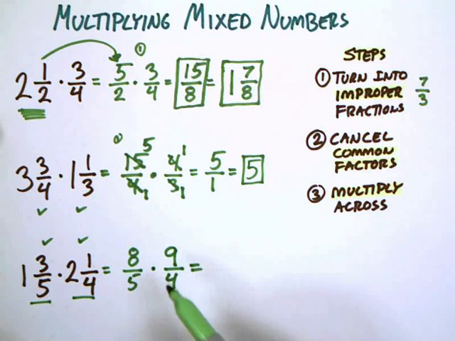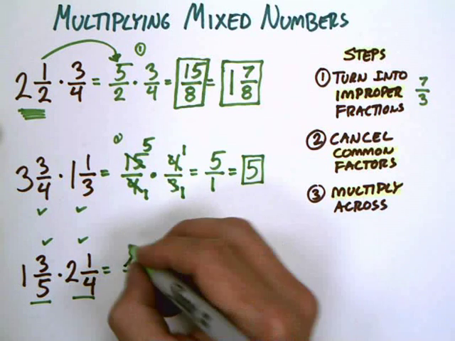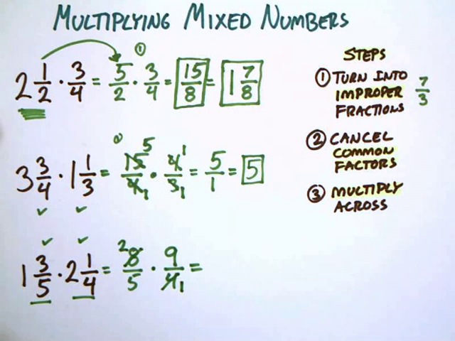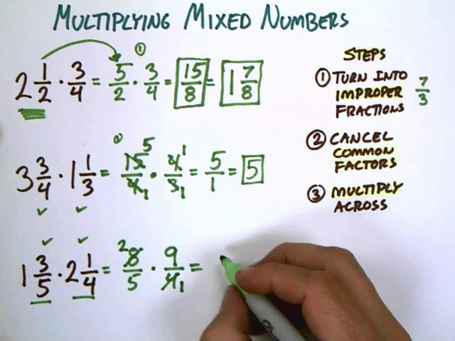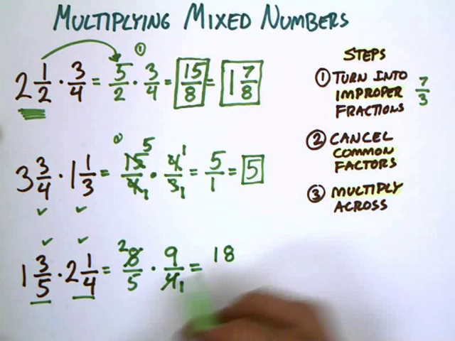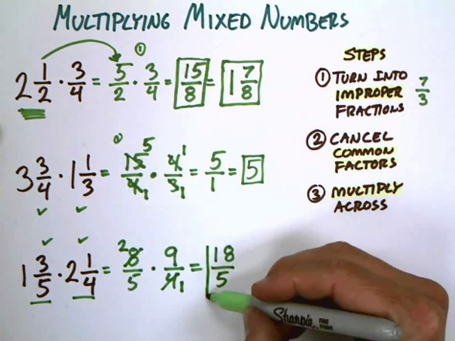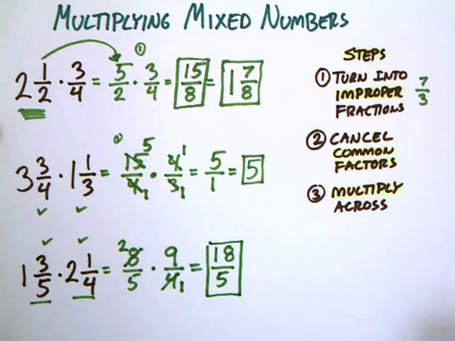Well, I have 2 multiples of 4. So this is 4 times 2, and this is 4 times 1. So I'm going to get 2 times 9, grand total 18. 5 times 1, grand total 5. So I do have an improper fraction answer. And let's shoot for the mixed number also.